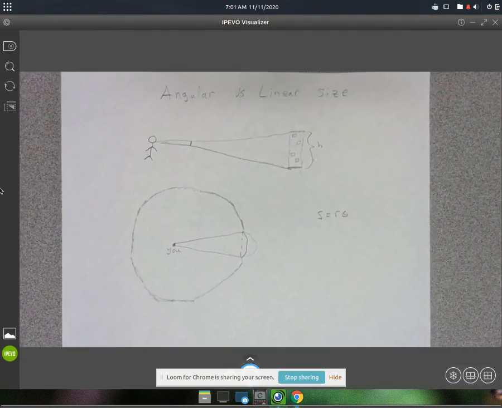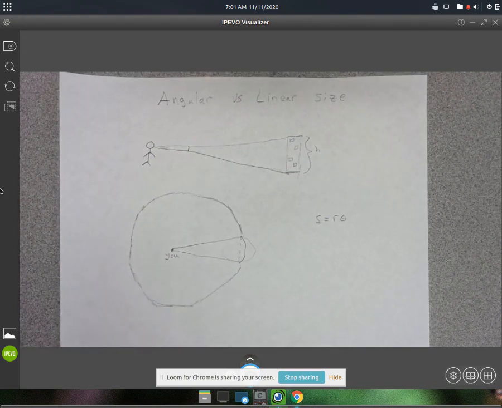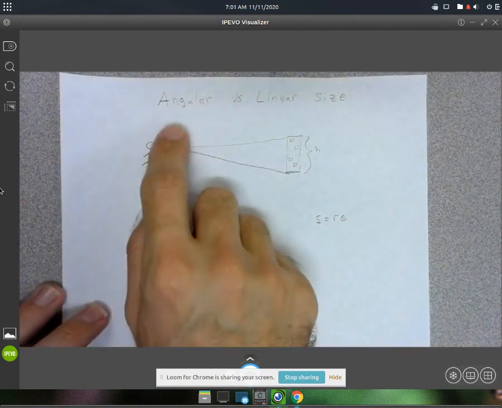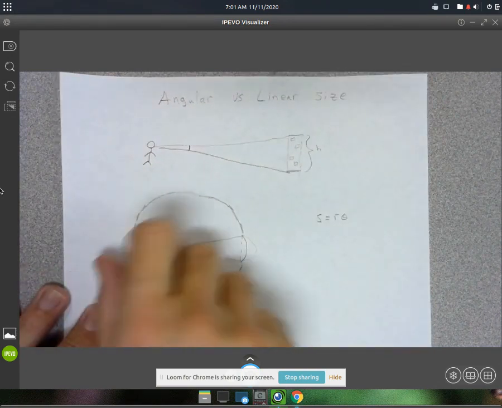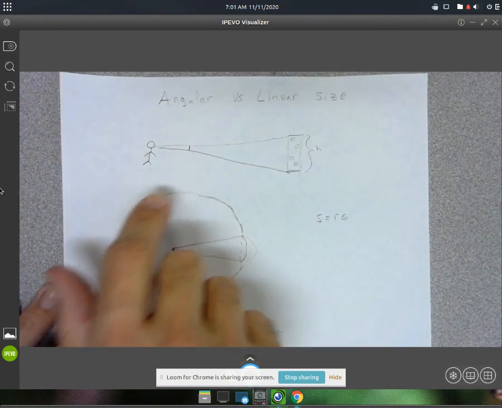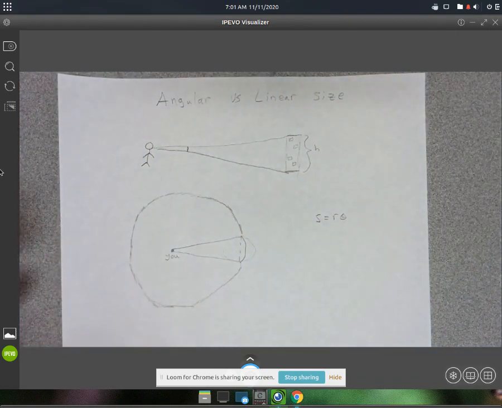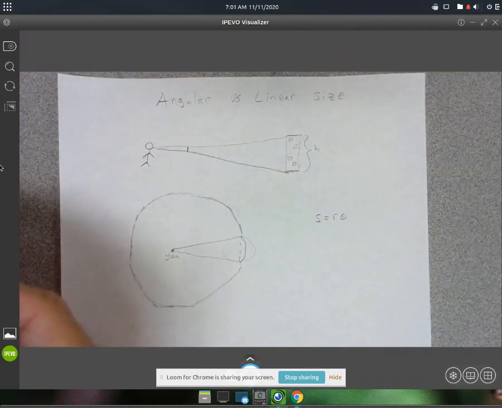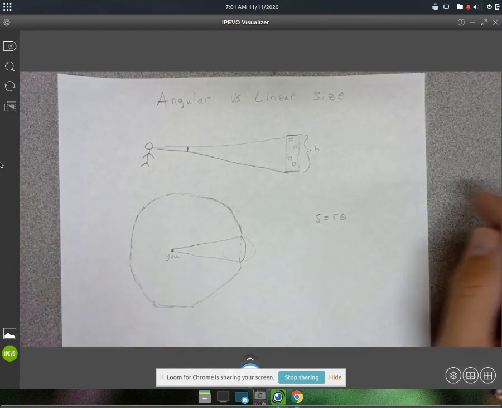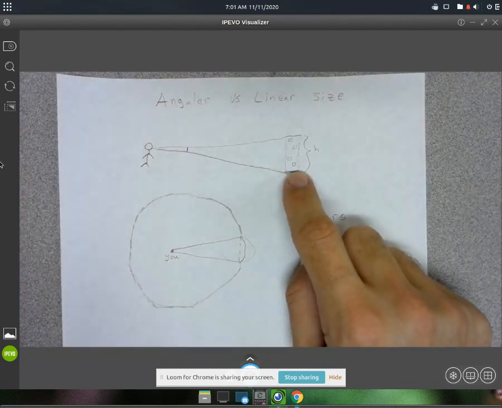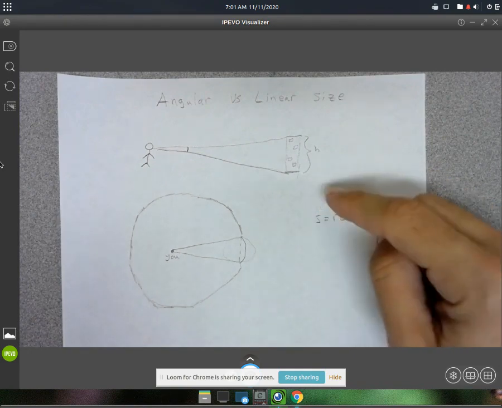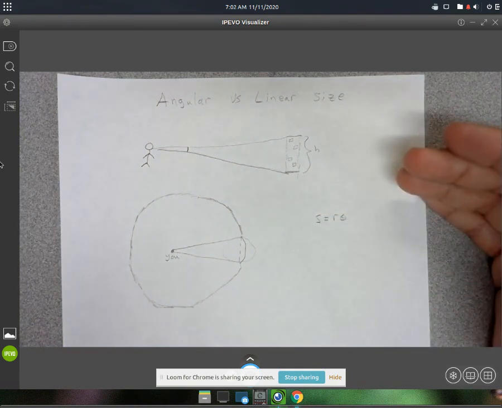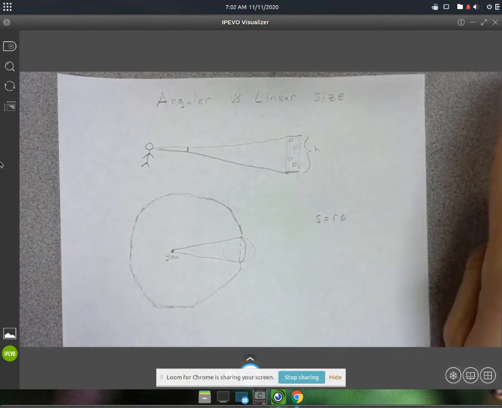All right, so in this video, I'm just going to define what angular size means. So linear size, that's the common way that we measure the size of something. So, for instance, this building right here, it would be however many feet tall. All right, that's measuring its linear size. All right, and that's a constant. It's always going to be that size.